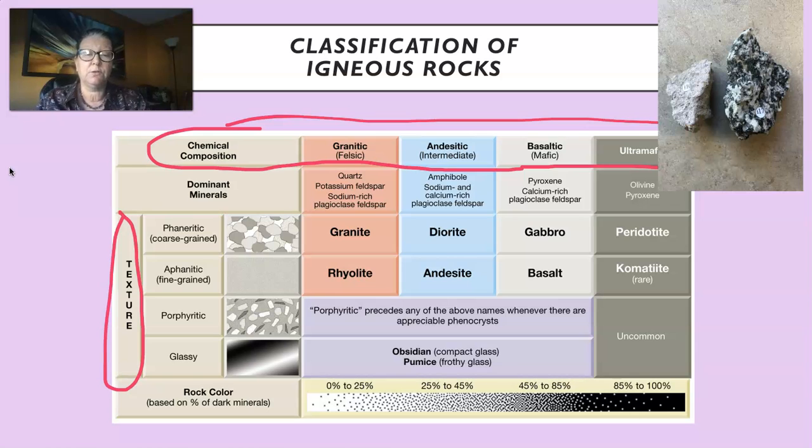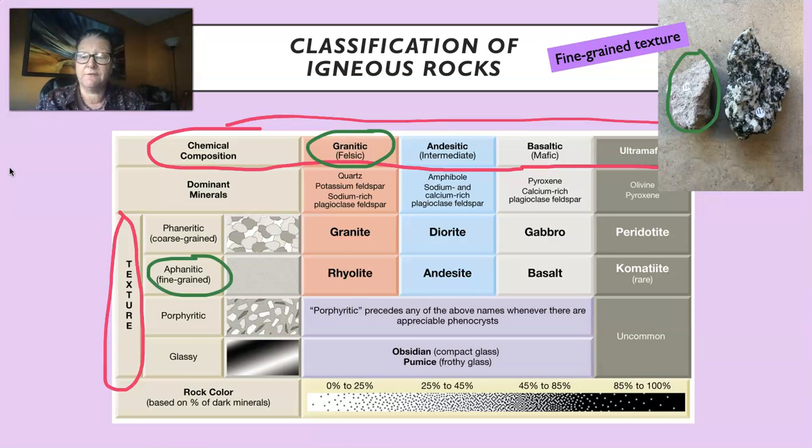Let's take a look at two of the rocks that you had in your rock kit, number I-10 and I-17. Let's start with I-10. I know from the light color that this is a felsic rock, so I'm going to circle the felsic column. I also know, because I've looked at it carefully, that it's a fine-grained texture, so I'm going to circle the fine-grained row. We look at where the column and row intersect, and we have a rhyolite. So that's the name of this rock.